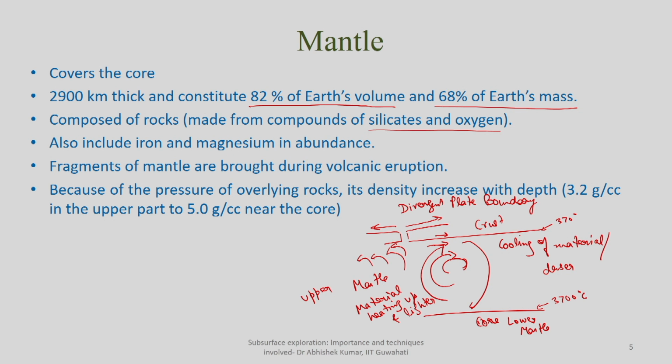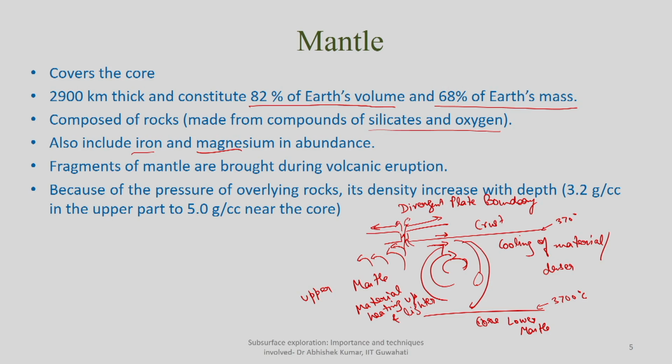Now, one important observation here. I mentioned the mantle is composed mostly of silicates and oxygen. It also includes iron and magnesium in abundance. The fragments of the material coming out onto the surface from the divergent plate boundary are why we also call it a constructive boundary, because new material from the lower layers is coming onto the surface.